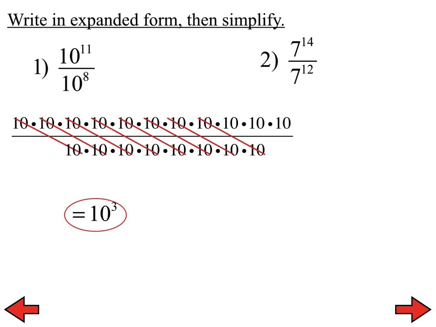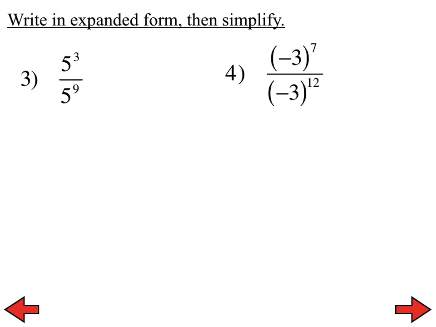Okay, please do the same thing with number 2. List out 14 sevens and 12 sevens. After you cross cancel all those sevens, how many is left? 2. So your answer would be 7 squared. Any questions about this? Kathy?